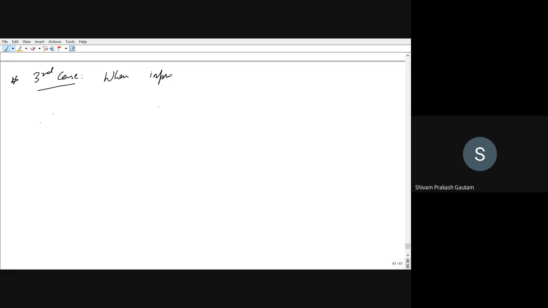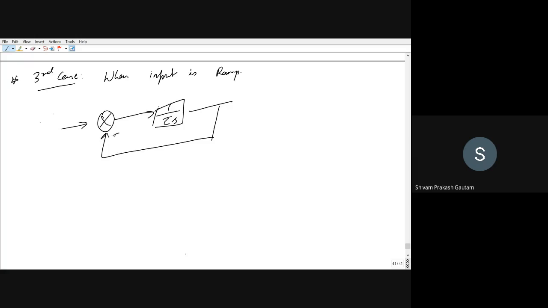input is ramp, right? So let me draw that block diagram again for the system, that is a first order system. This is our input R(S), this is our output C(S), right? And what is C(S) upon R(S)? That is 1 upon tau S plus 1. So this we have already seen.